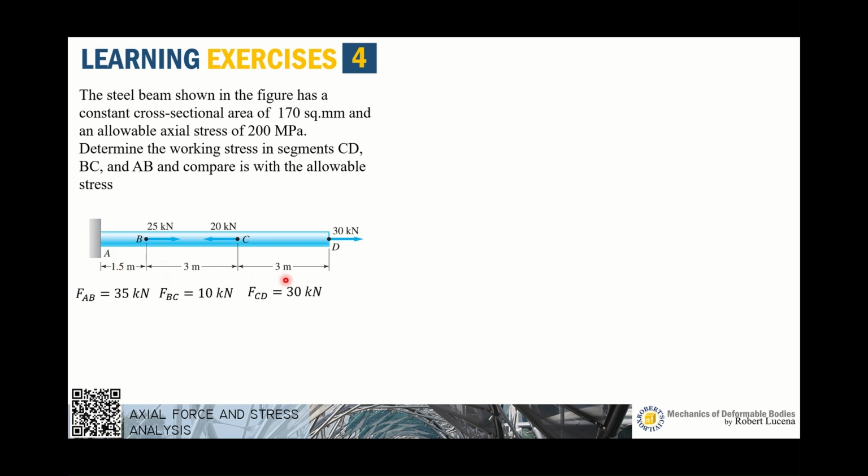So we have here a steel beam or a shaft that is loaded with 3 concentrated forces, 25 kilonewton, 20 kilonewton, and 30 kilonewton. We have already identified the internal reactions for AB, BC, and CD. So it's listed here. Now, we are doing an investigation. We have to see what is the internal stress caused by this internal reaction. So first, the working stress in each segment can be determined by the equation that the working stress is equal to the internal reaction over area.